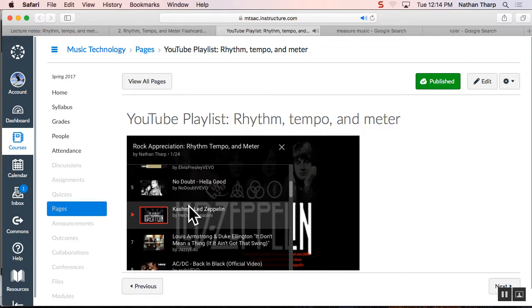So let's try doing it to the beat. 1, 2, 3, 4. 1, 2, 3, 4. Right? Clap, left, clap. Right?